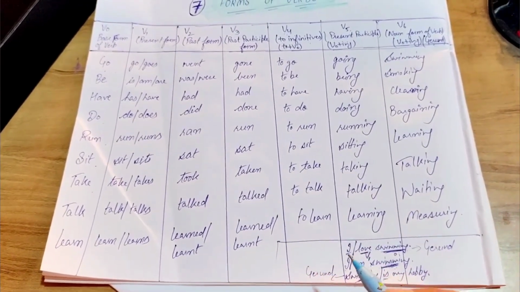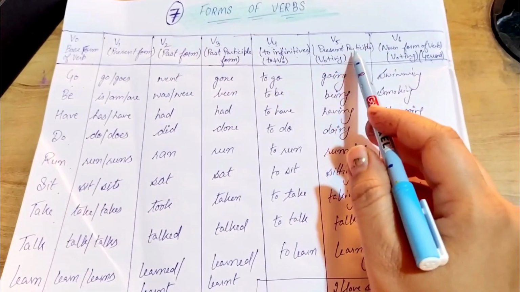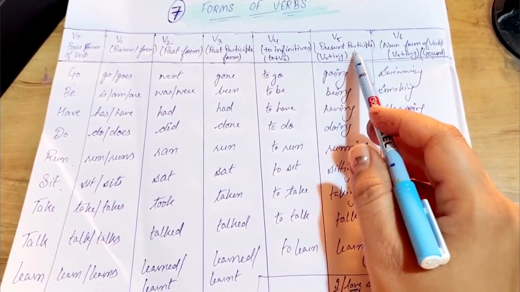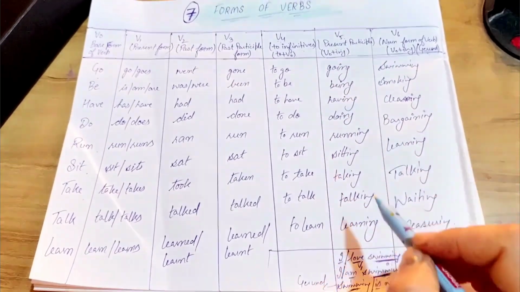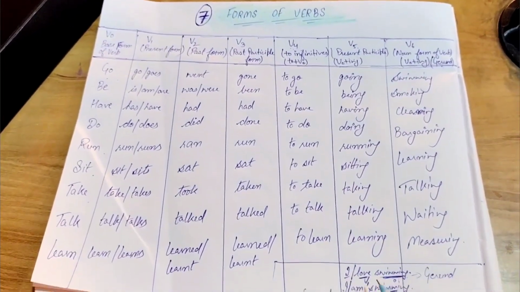And one more thing, these present participle forms can act like adjectives also. Yes, can act like adjectives also. So these I will teach you in detail in another video. But for this video, I think this is enough.